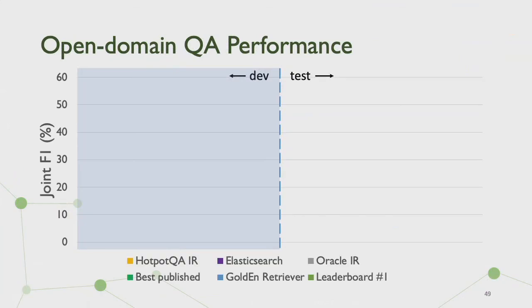So I'm going to show you some results. On the left, in the shaded area, are some dev set numbers for ablation. On the right are hidden test results.